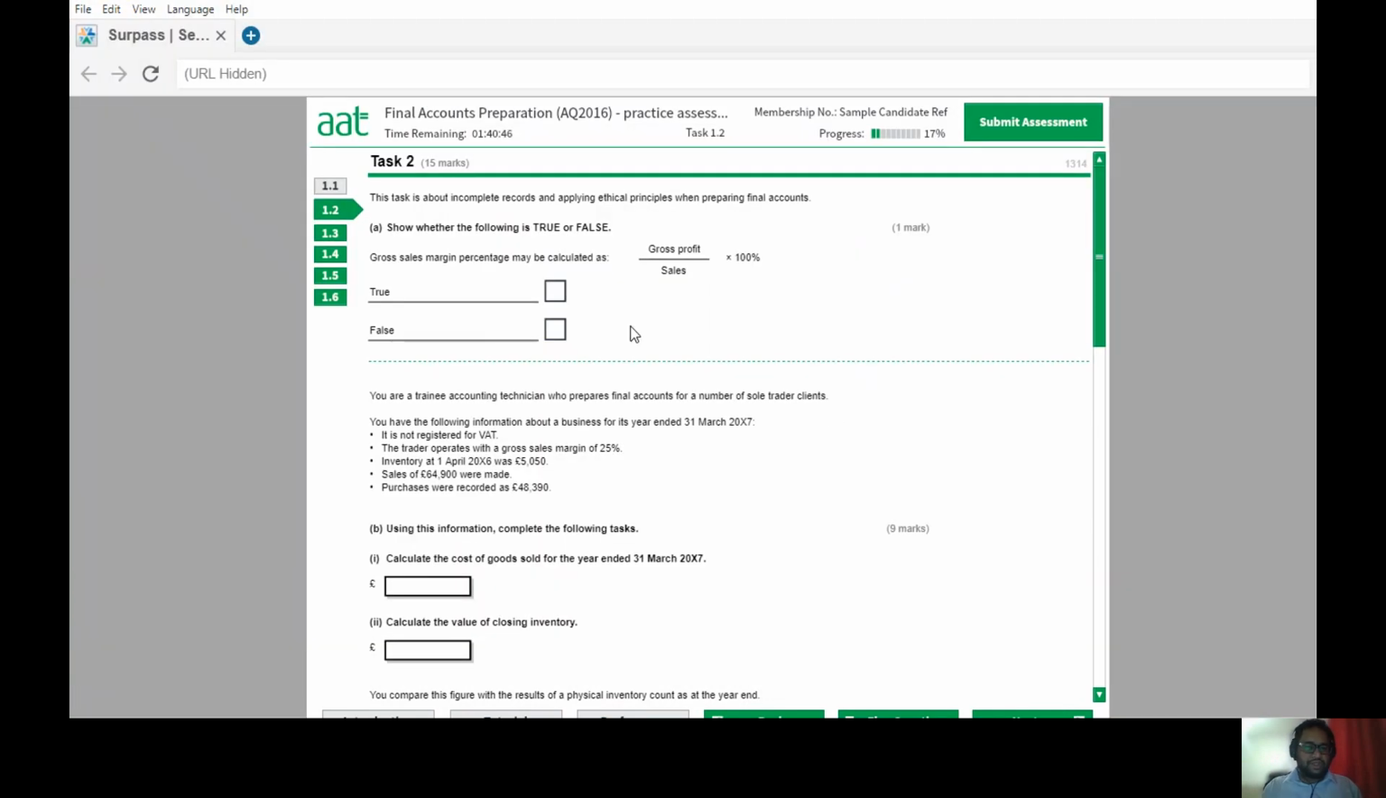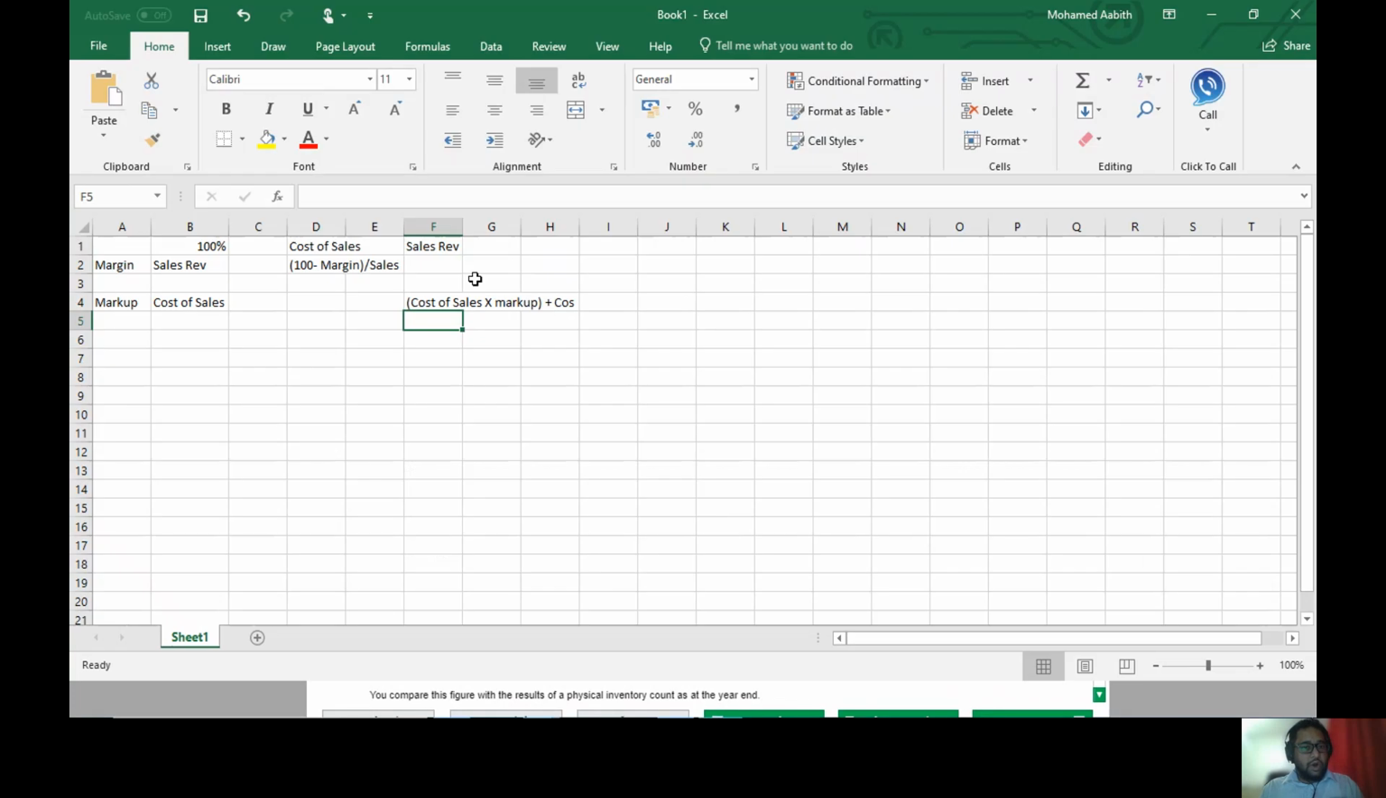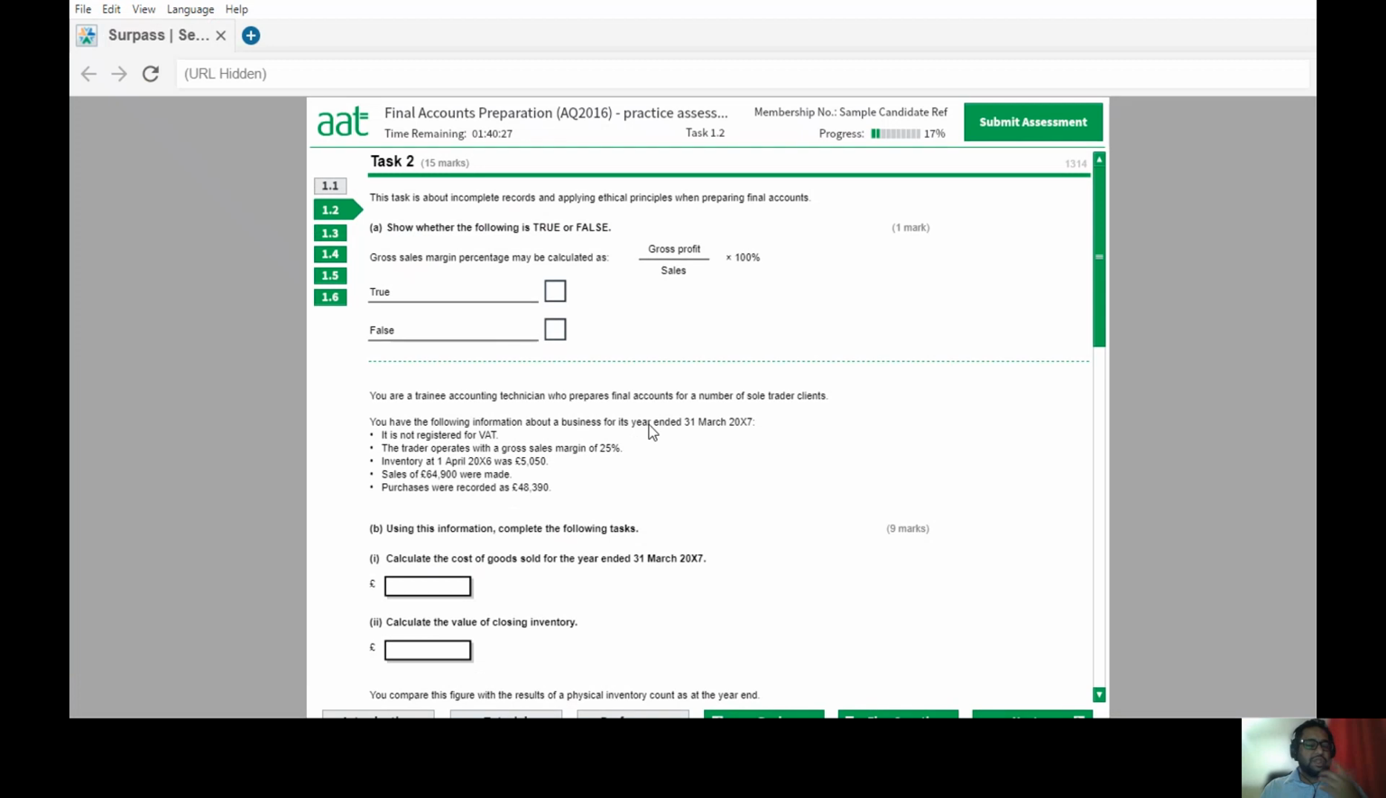So let's go back to this question again. They're asking you here, the gross sales margin percentage may be calculated as gross profit divided by sales. As I said to you before, on your margin, the 100% is going to be your sales revenue. So that makes sense. If you want to find out the percentage, you divide the gross profit, which is your margin, by the sales, which is the 100%, and then multiply by 100%. Okay, so this is making total sense.